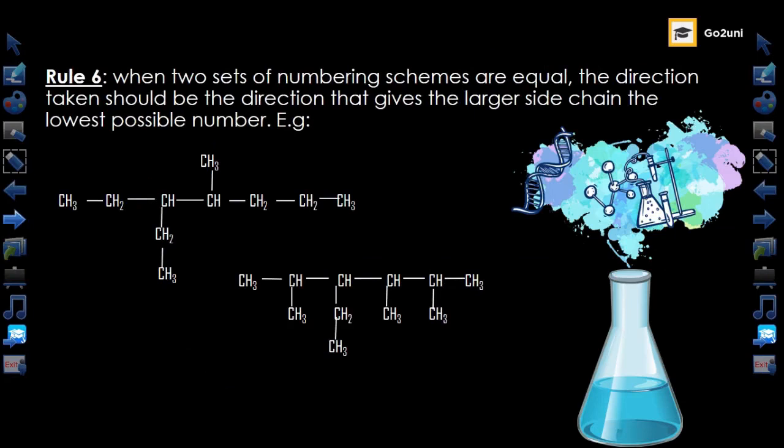And rule 6 says, when 2 sets of numbering schemes are equal, the direction taken should be the direction that gives the larger side chain the lowest possible number. I take that again so we get to understand what it is really saying. When 2 sets of numbering schemes are equal, the direction taken should be the direction that gives the larger side chain the lowest possible number. So let us get to understand what this rule is saying.